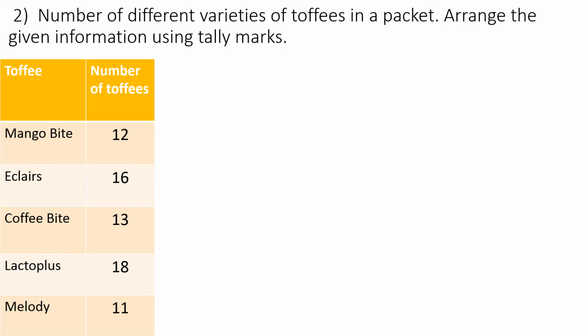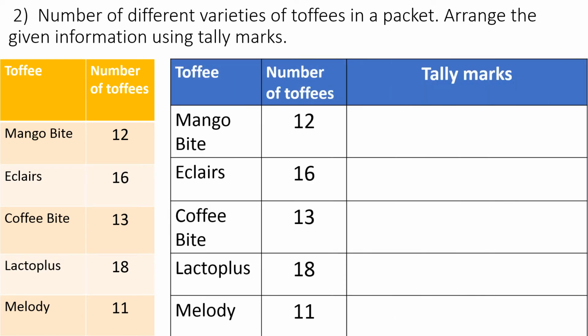and 11 Melody. First, let us make the same table with 3 columns and label it as name of toffee, number of toffees and tally marks. Now, arrange tally marks according to the number of toffees.